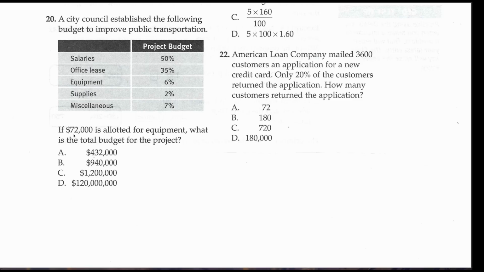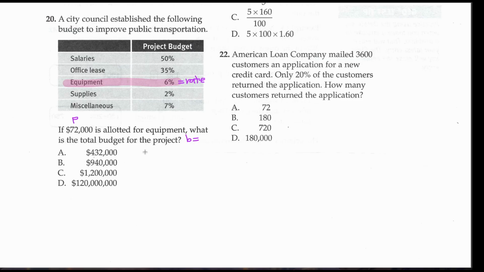So if $72,000 is allotted for equipment, and that is 6%, and 6% already costs you $72,000, what is the total budget for the project? We do know that 6% is the rate. The $72,000 is the part. We don't know the total budget. We're looking for B, the base.